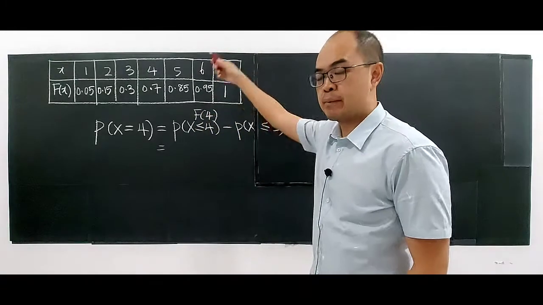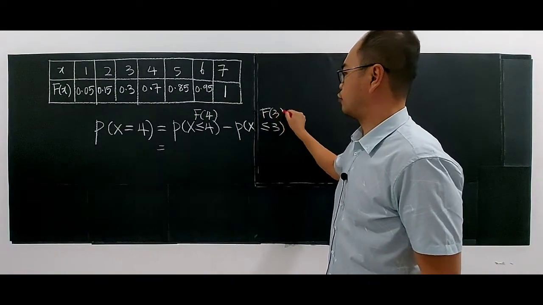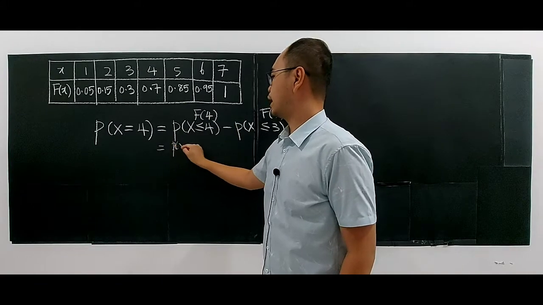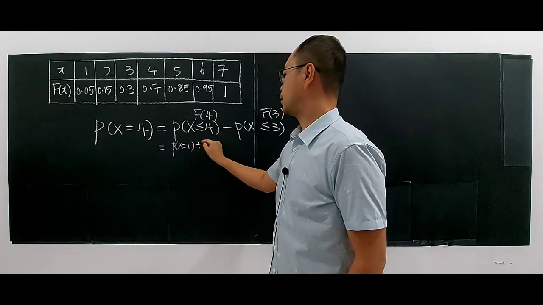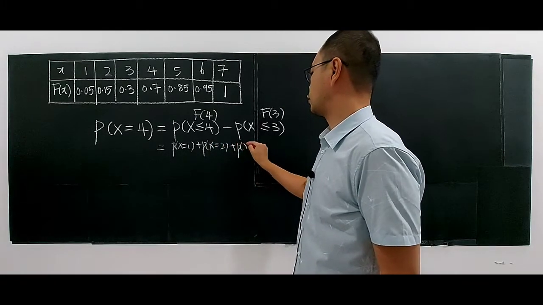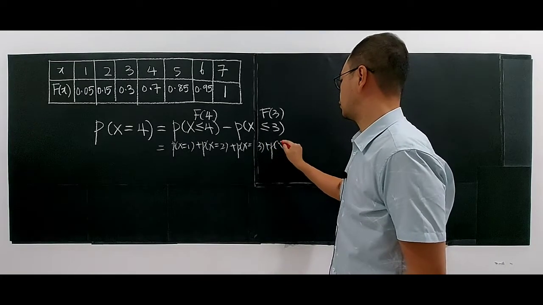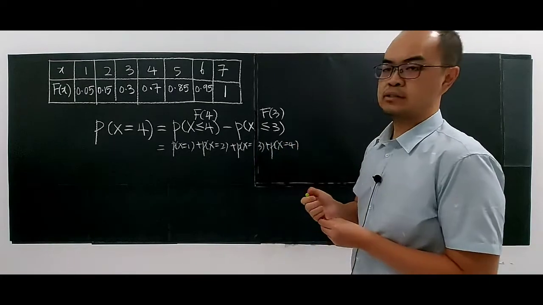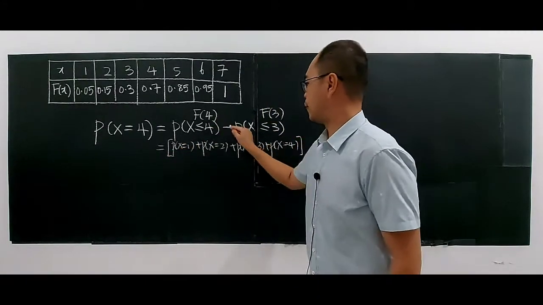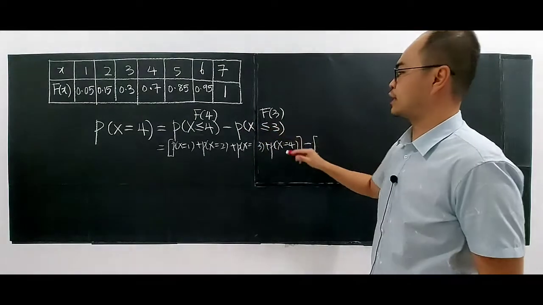Please replay the video to what I said just now. I'm talking about F(4) and F(3), right? What is F(4)? F(4) is the probability from X equals 1, X equals 2, X equals 3, up to X equals 4, right? So this is called F(4). That's why I'm taking F(4) minus F(3), X less than or equal to 3. What is less than or equal to 3?